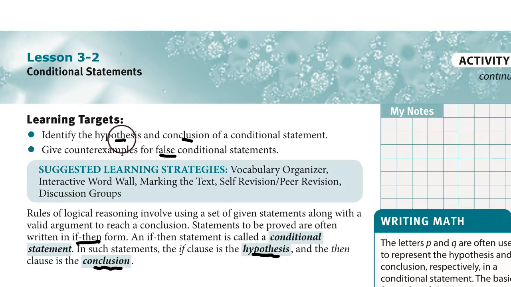In this lesson, we discussed the hypothesis and conclusion of conditional statements. Conditional statements can be written using the words if and then, and the hypothesis is the first part of those sentences, and the conclusion is the second part of those sentences. And we discussed how if you can find a counterexample, then that shows that the conditional statement is a false statement.